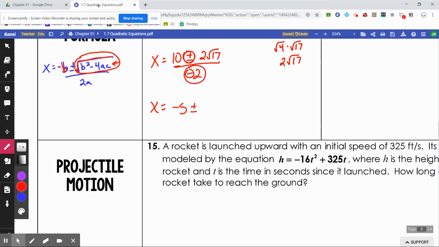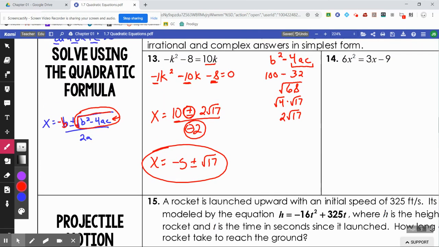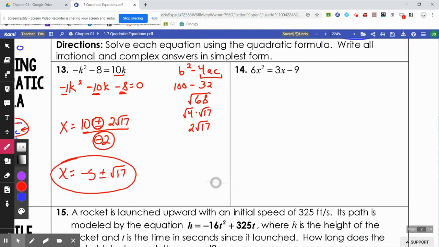2 divided by 2 cancels and leaves you with root 17. There's your two answers, negative 5 plus root 17 and negative 5 minus root 17. Those are both irrational answers.